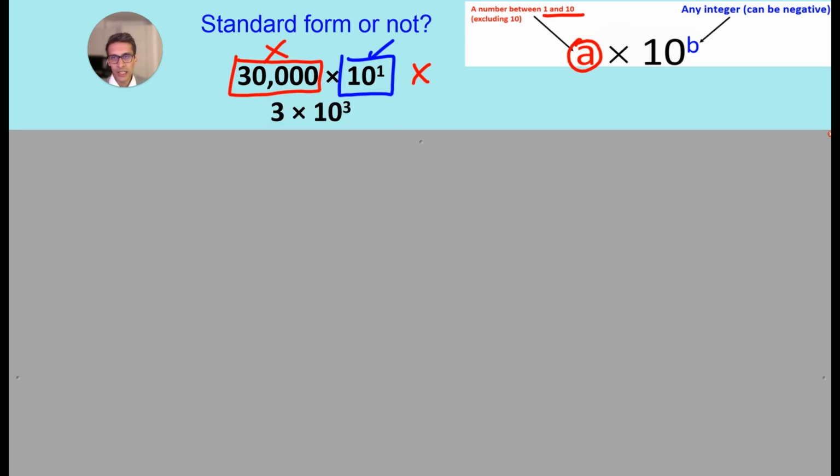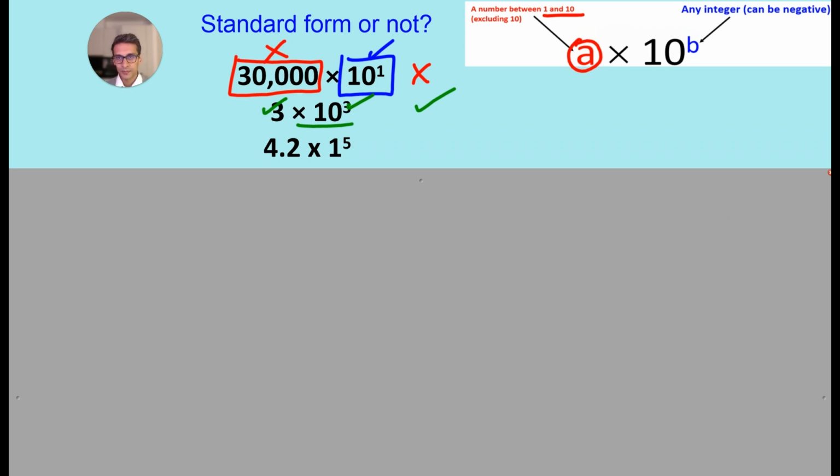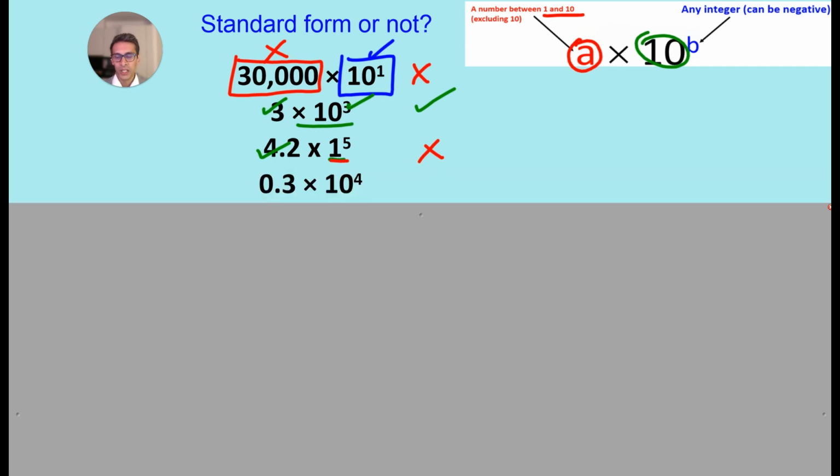How about this number here? Is this in standard form? Okay, so hopefully you've spotted, yes, this is between 1 and 10, and yes, that's an integer, and yes, we're multiplying by 10. So this is standard form. How about this one? So hopefully you spotted 4.2 is between 1 and 10, but that's not a 10 there. So that's the bit that fails. So this is not in standard form due to that.